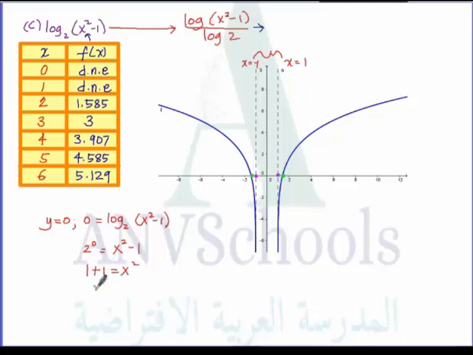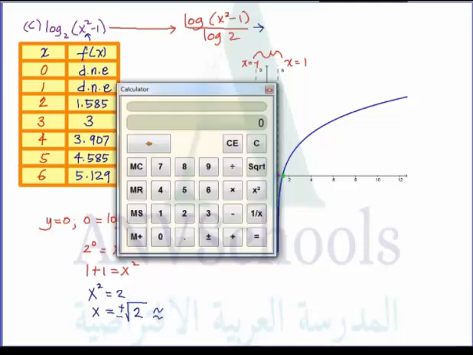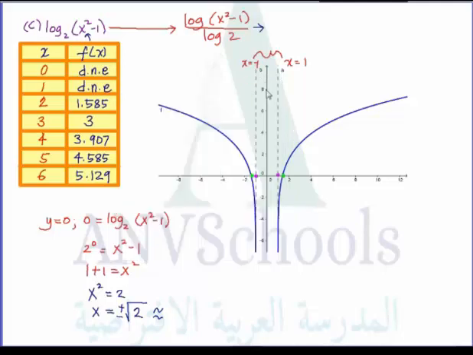I would like to rearrange the positions of my terms. So x squared is equal to 2. And x is equal to positive or negative square root of 2. And that's approximately, if we want to get the square root of 2, 1.414 or 1.41. Okay, so this is approximately positive or negative 1.41.